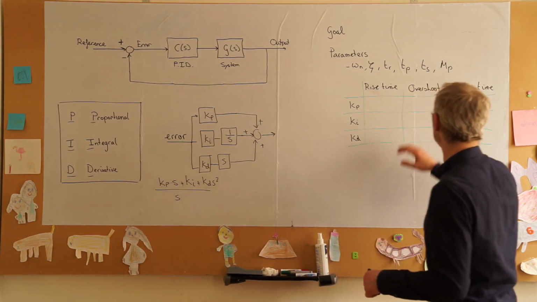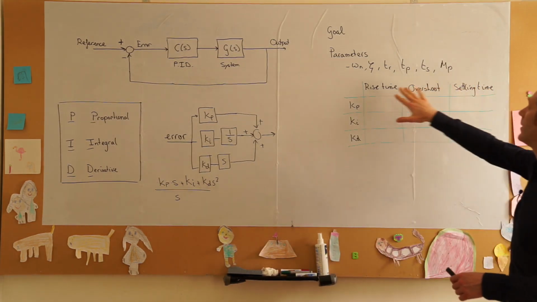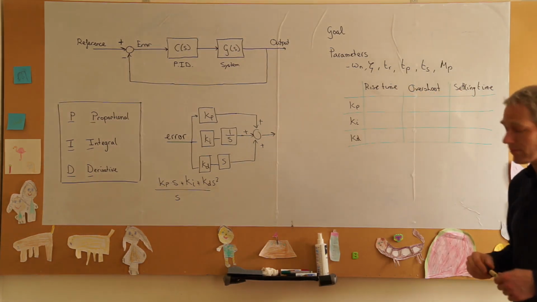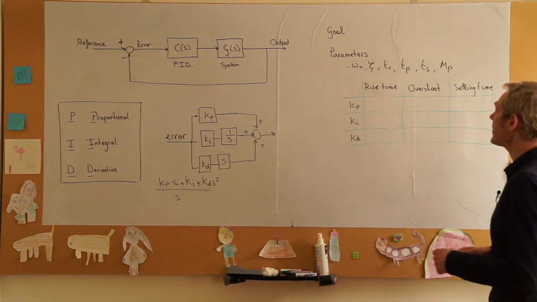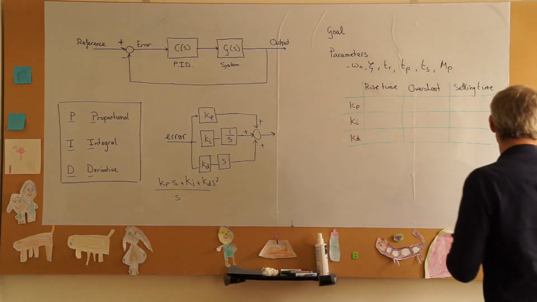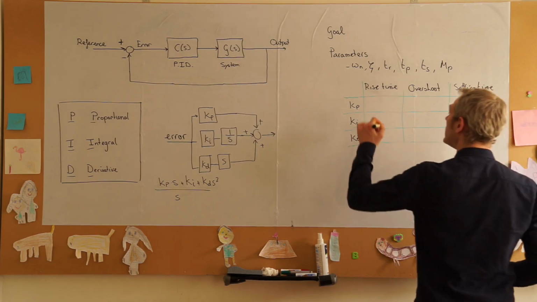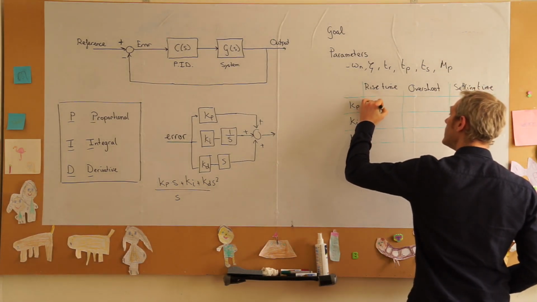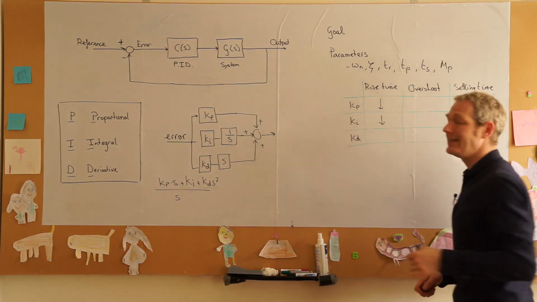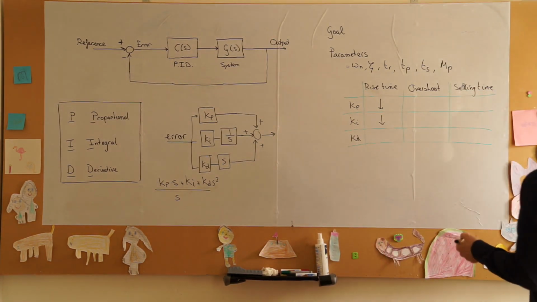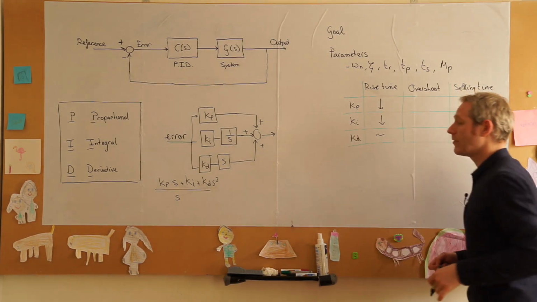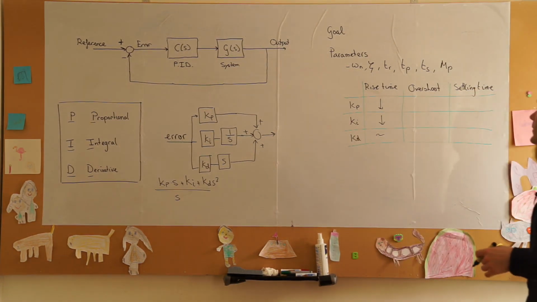But if we translate that to, well, let's take three rather prominent control parameters. What do these three things actually do? Well, proportional gain will decrease the rise time. An integral gain, increasing that, will decrease the rise time. And there are very few changes if we change the derivative gain.